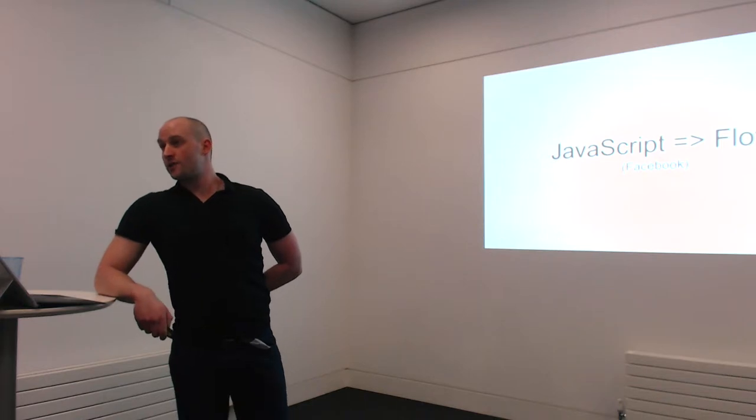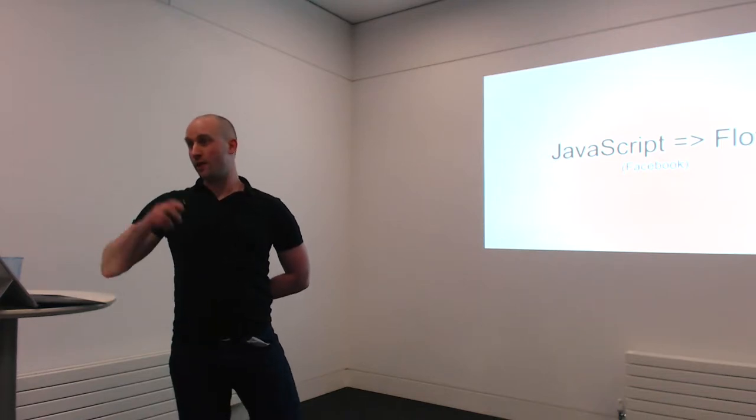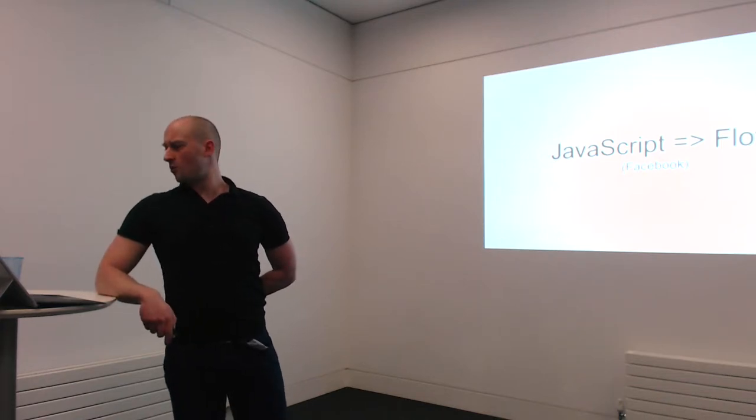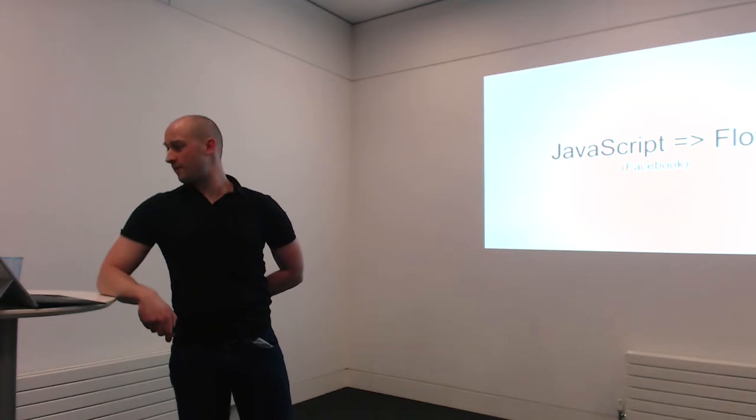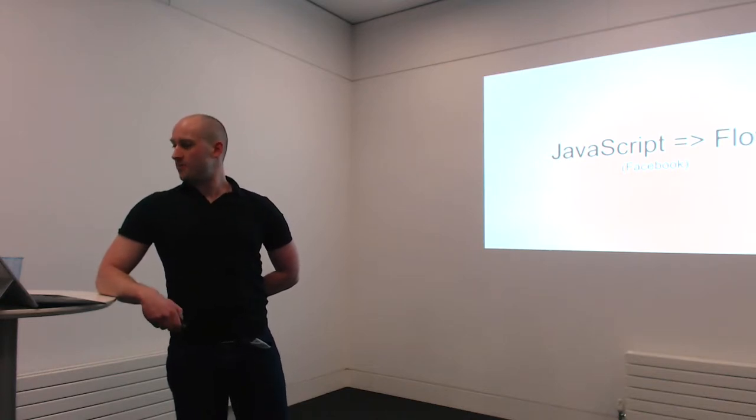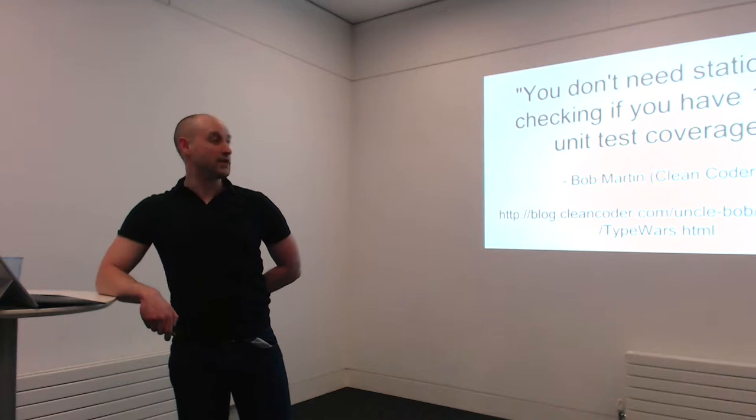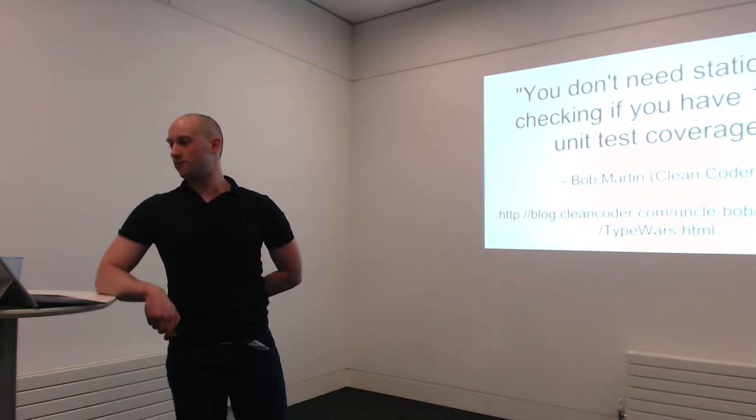Not everyone agrees that this is a great idea. Uncle Bob Martin, who's one of the co-authors of the original Agile Manifesto, says that static typing is not required if you have 100% unit test coverage. I've never worked on a commercial project that has anything like 100%, so I'm not sure how applicable that advice is. Maybe it works for him, that's great.